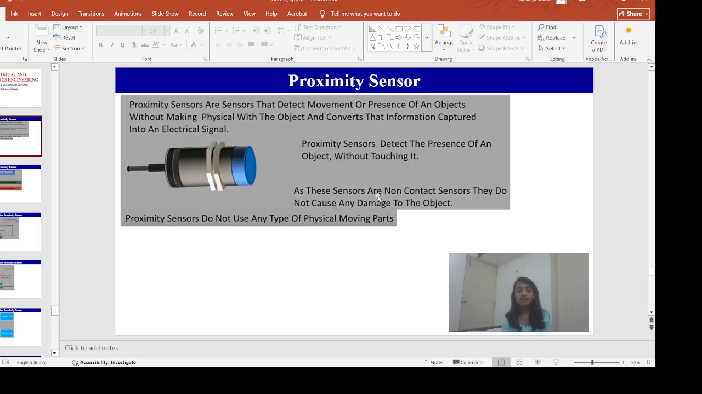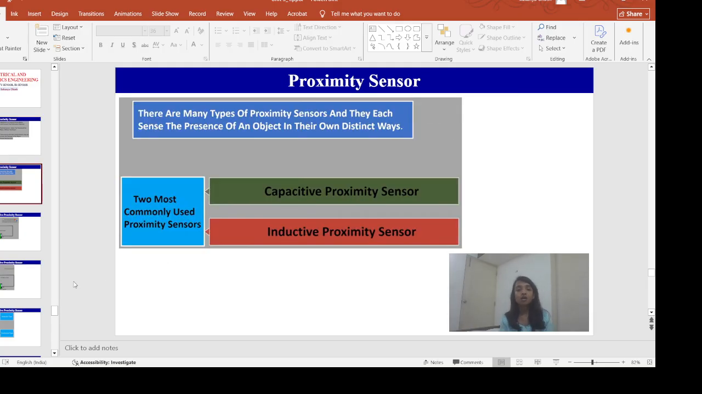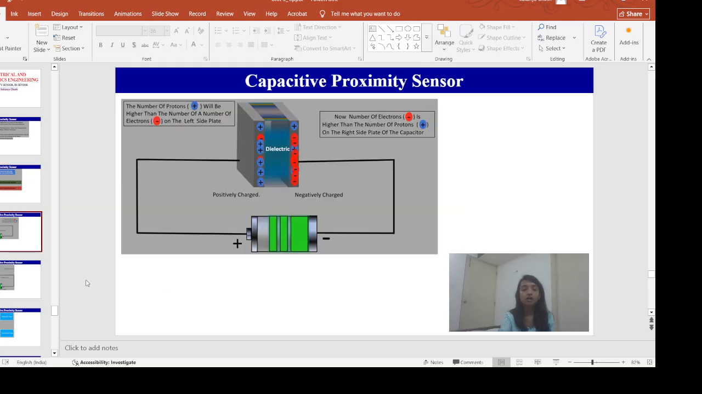As these sensors are non-contact sensors, they do not cause any damage to the object, obviously, and proximity sensors do not use any type of physical moving parts. Based on how the proximity sensors sense the object in different ways, they are classified into two types. One is a capacitive proximity sensor, another one is an inductive proximity sensor.